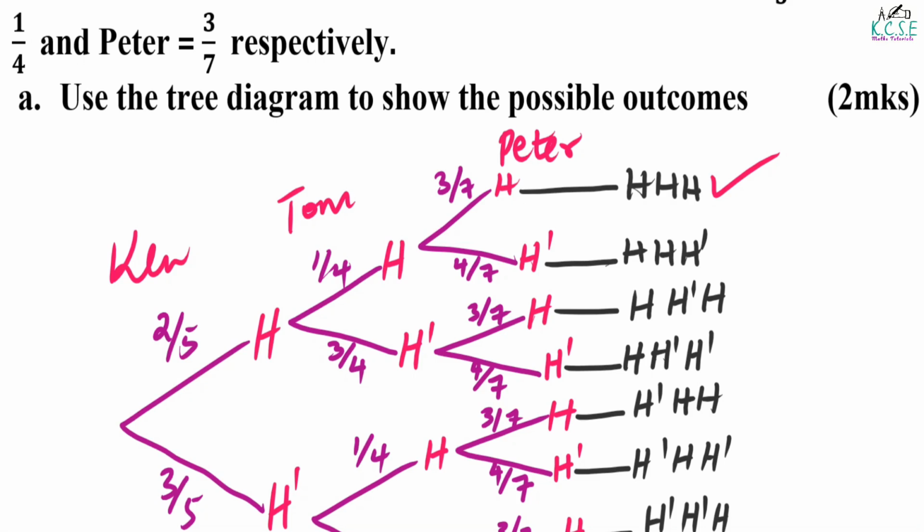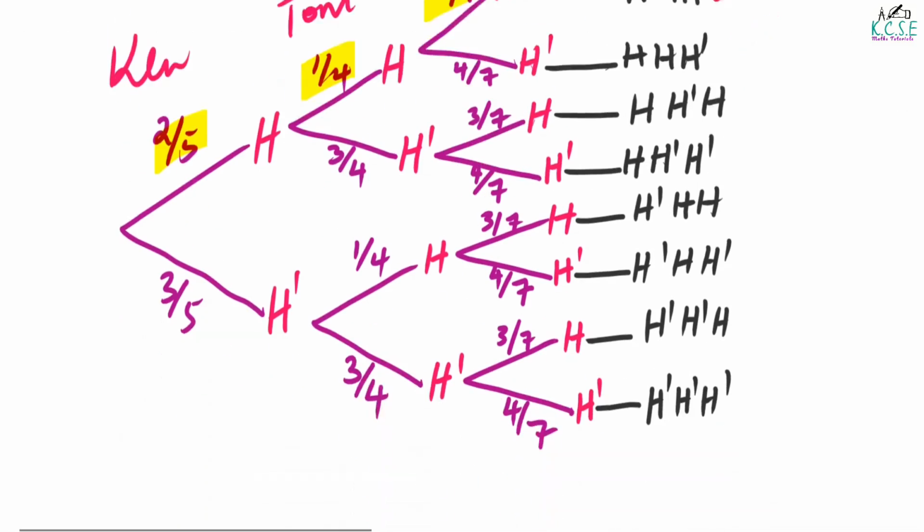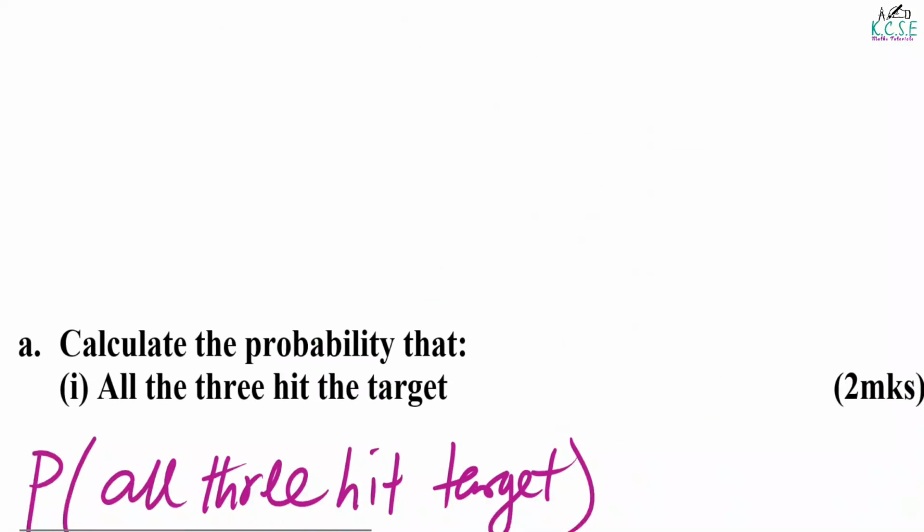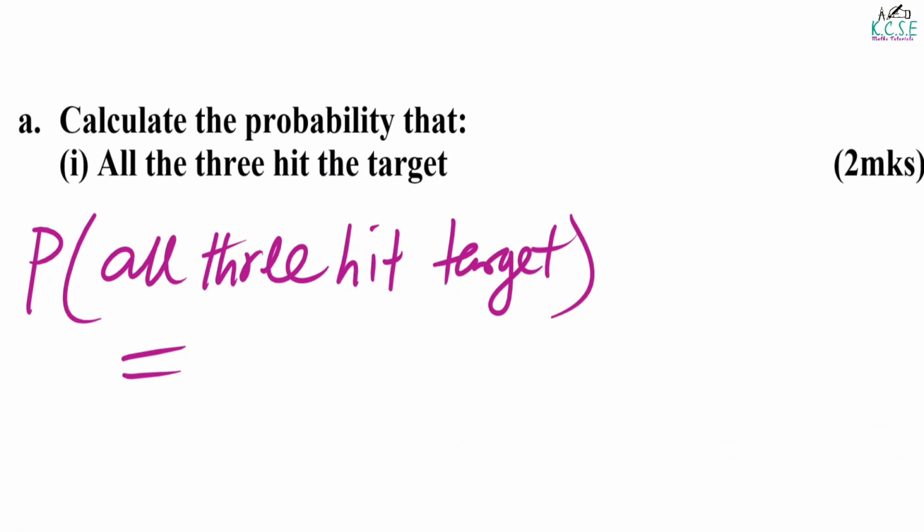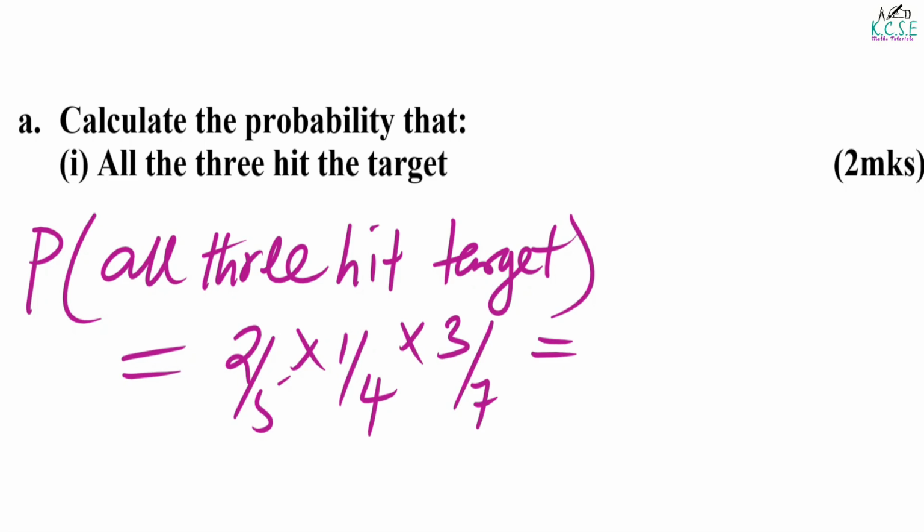So we're going to take this figure, 2/5. So this is how we pick it. So we multiply, that is 2/5, multiplied by 1/4, multiplied by 3/7. So that is what will give the probability of all the three hitting the target. So this will be 2/5 multiplied by 1/4 multiplied by 3/7, and this gives 6 divided by 140, which gives 3/70.